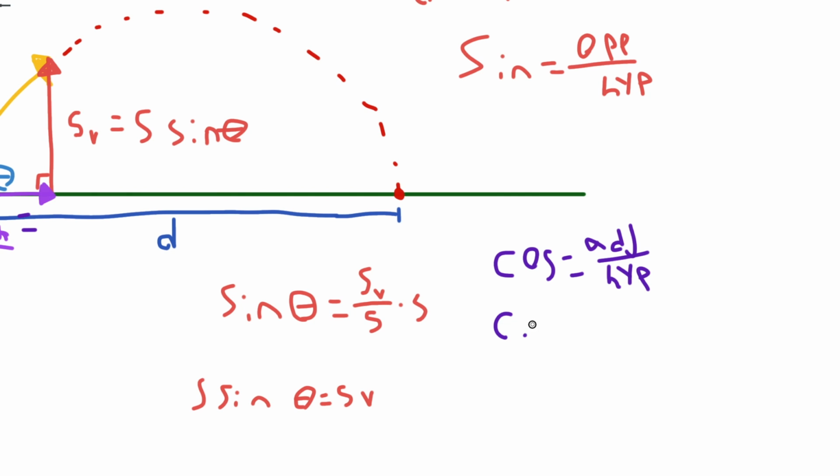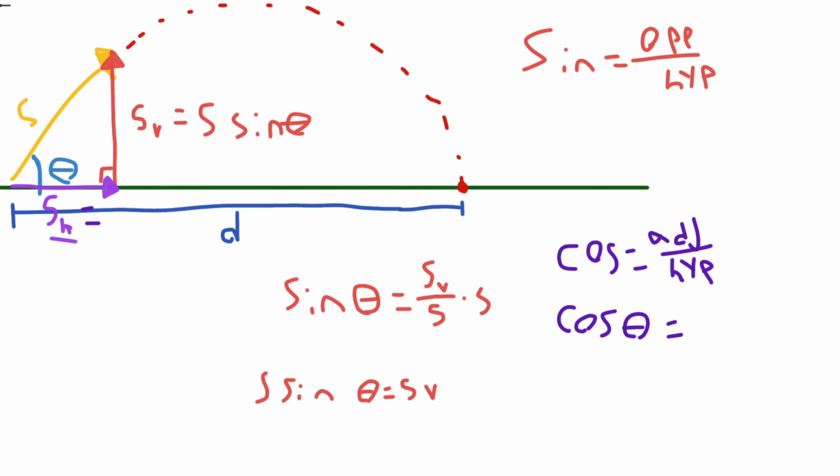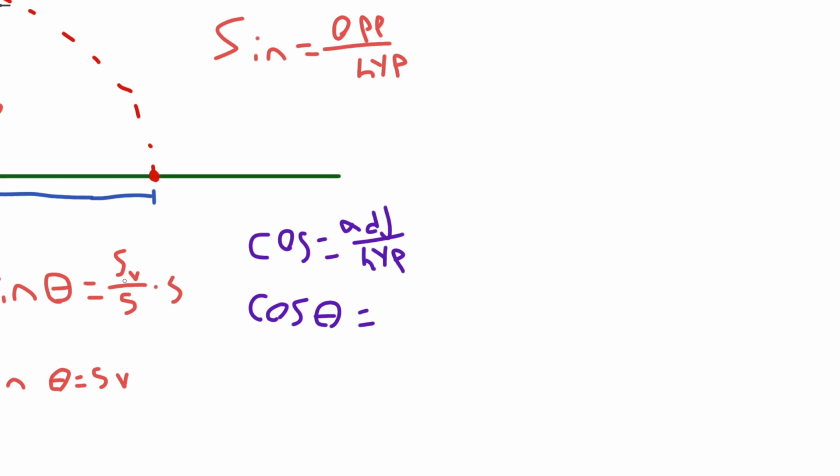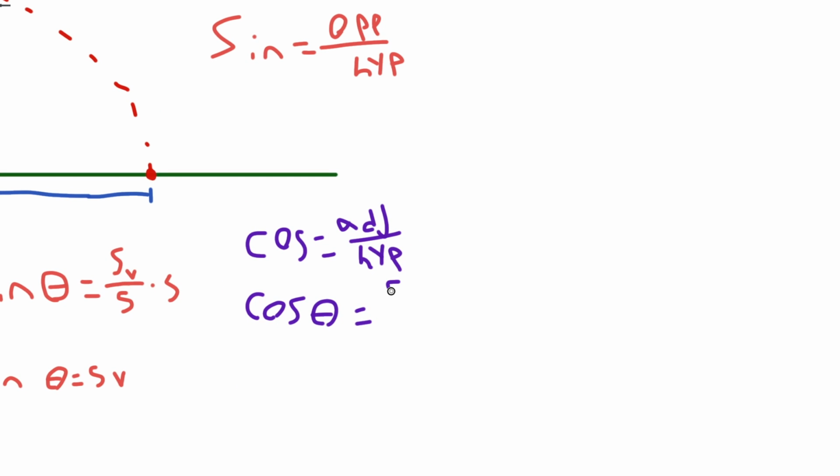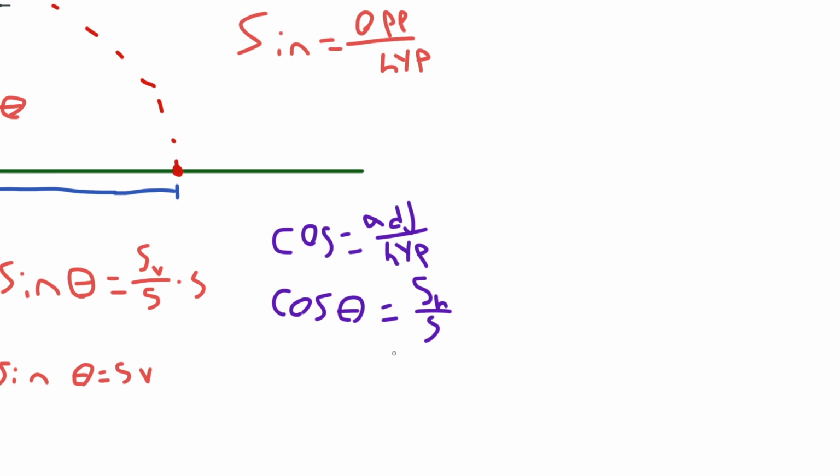So cosine of theta equals adjacent. What is the adjacent side? Well, the adjacent side is SH here, right? So adjacent is S horizontal over S, right? Because that's the hypotenuse. Now let's simplify this by multiplying both sides by S. No, not 2S, sorry. My head's stuck with 2 for some reason.